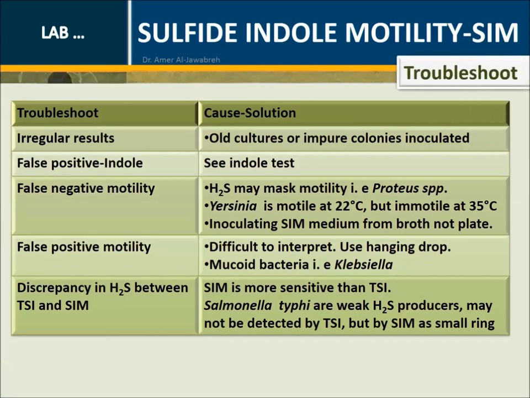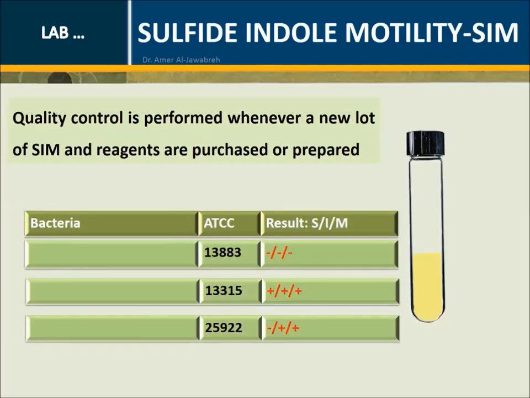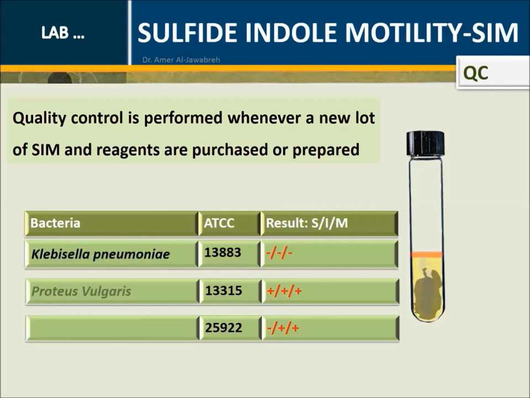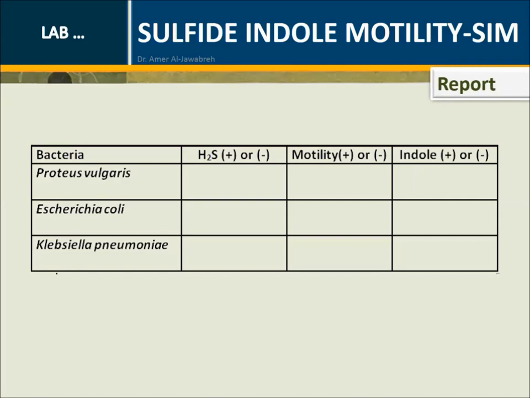Troubleshoot. Troubleshoot with possible causes. QC. Quality control is performed whenever a new lot of SIM and reagents are purchased or prepared. Listed below are ATCC bacteria and their corresponding expected results. Report results using this form.